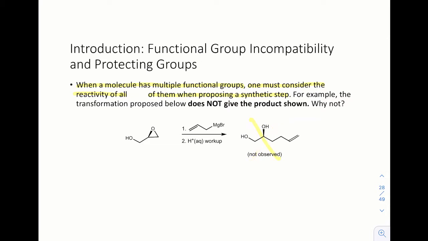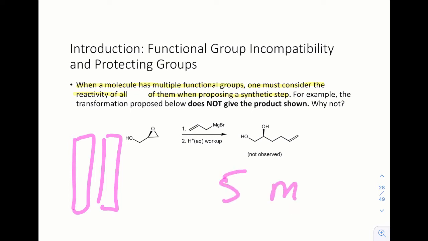Why not? To be sure that you can apply what you just learned, pause the video and propose an explanation for this observation. If you like, set a timer for 5 minutes.